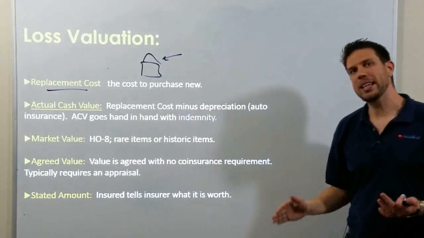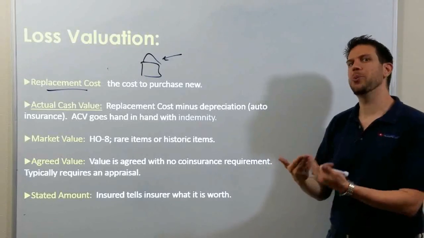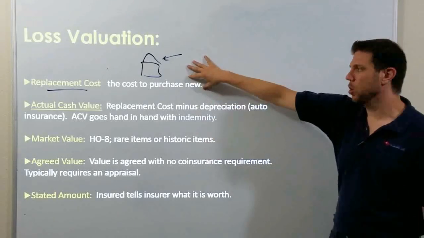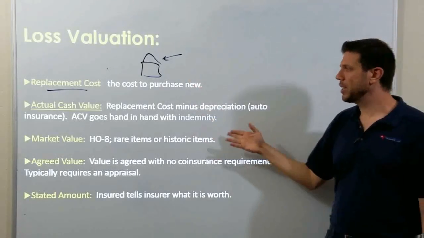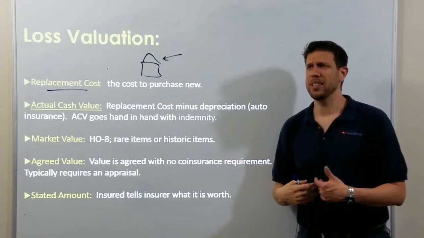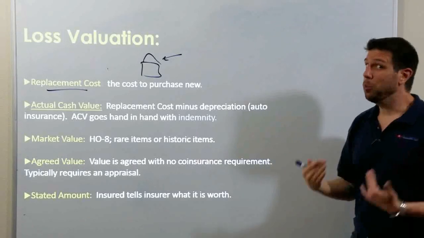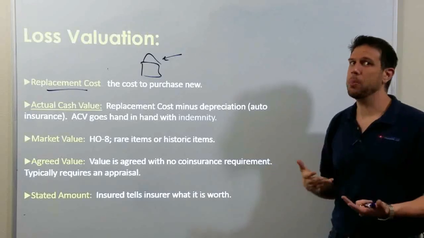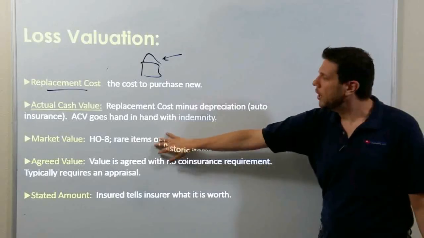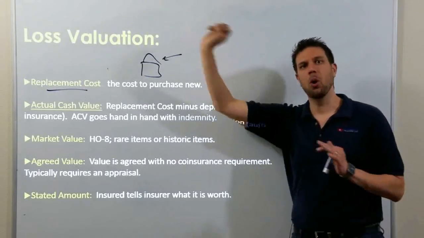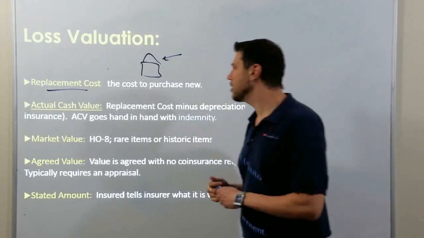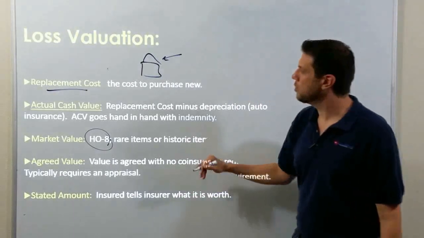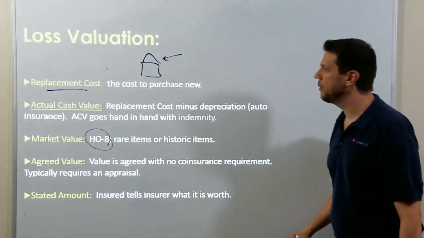Market value is for rare, historic, or unique items. Market value is when the cost to repair it is much more than the replacement cost. So, for example, an old house built in 1850. You have to somehow get wood from 1850 to replace that to the exact same standard. You can't just go to Home Depot and get that old wood. Market value would give you the amount to purchase for that old historic house. On your test, the only time we use market value is with an HO8 policy. That'll be a homeowner's Form 8, and that'll be a market value policy.